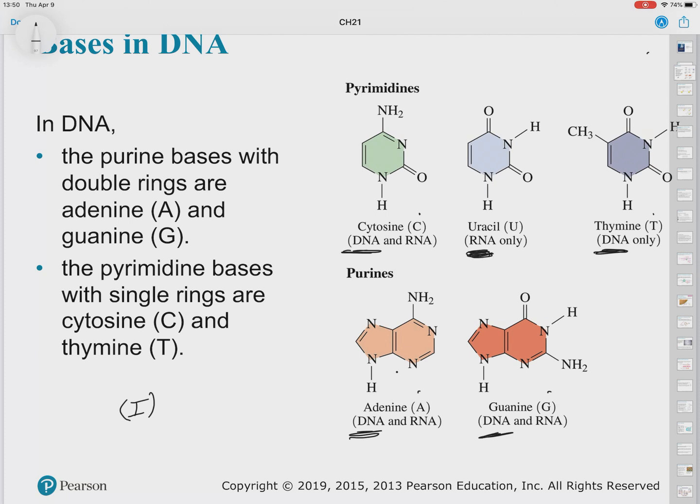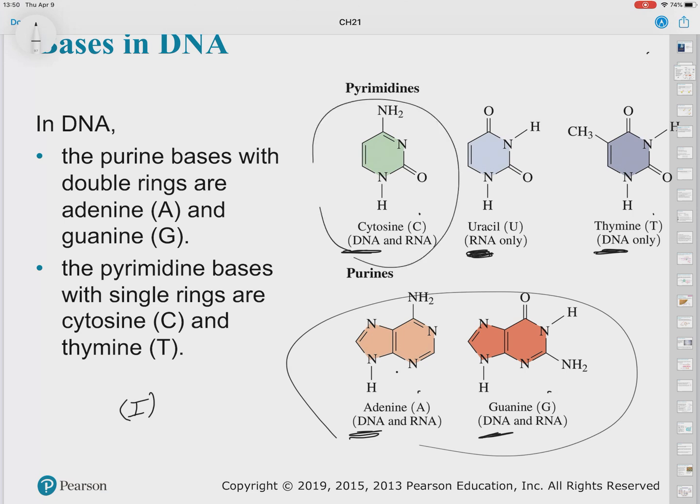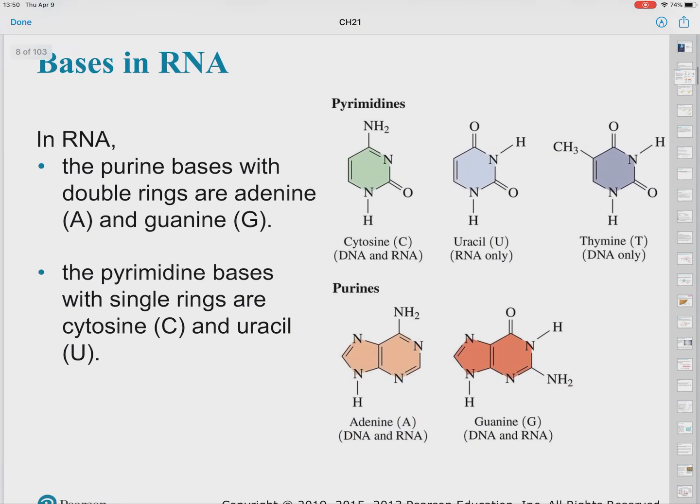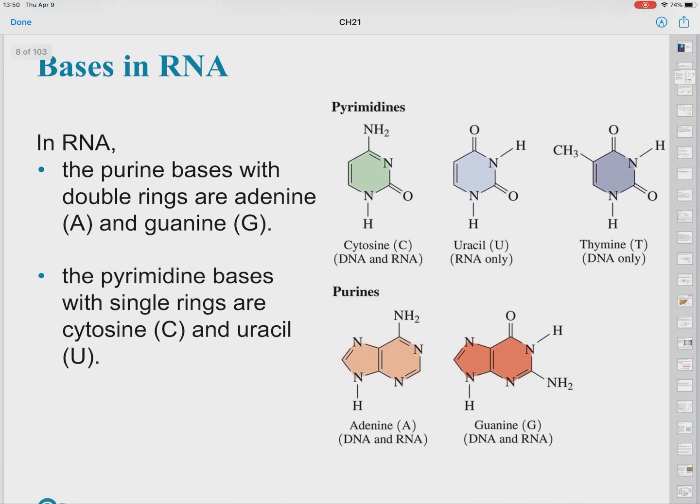In RNA, instead of thymine, we see uracil. And so that's the difference. We still see these 2 purines in RNA and in DNA, accompanying cytosine as the pyrimidine representatives. In RNA and DNA, uracil is in RNA and thymine is in DNA. Okay. So you can see there are structural differences there.